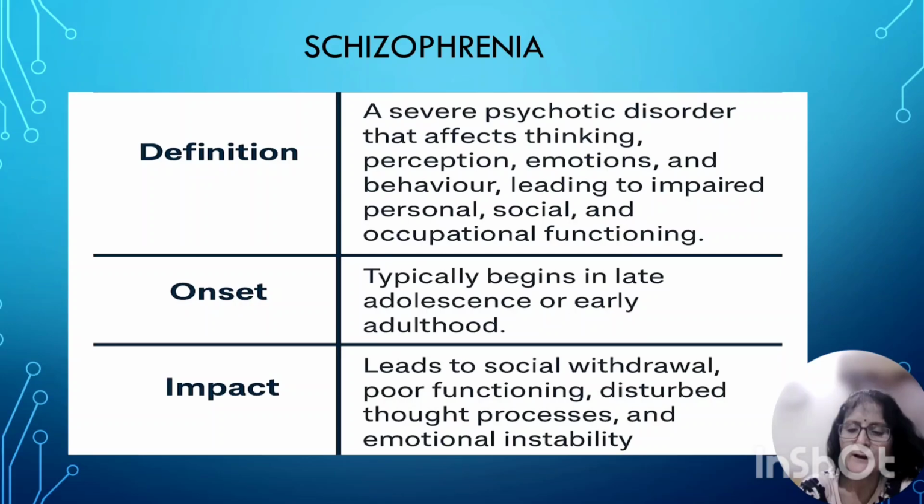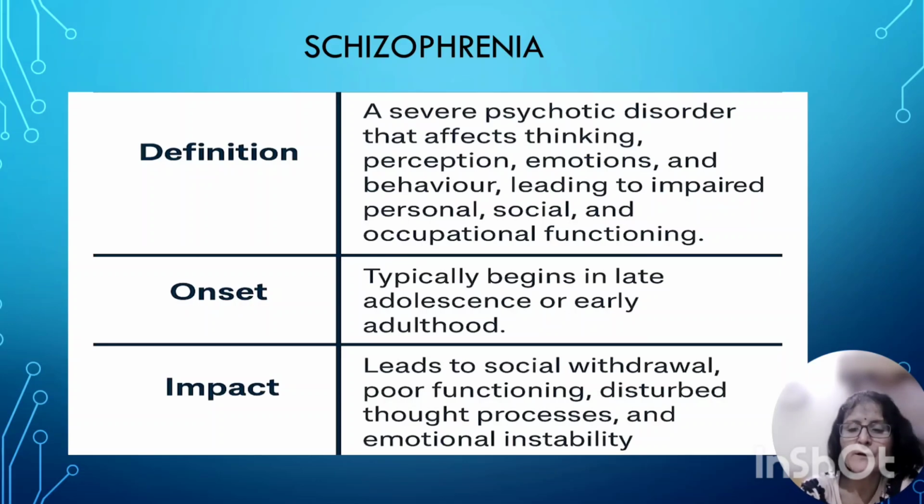Again, there are a lot of factors responsible for it, which we had discussed in the starting when we were discussing what are the factors which lead to abnormalities, and that includes the combination of many biological, genetic, and psychosocial factors. Now the impact of schizophrenia on the person: it leads to social withdrawal, poor functioning, disrupted thought processes, and emotional instability. The person has no control over his emotions.